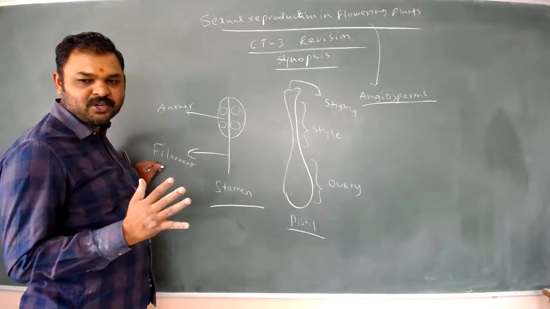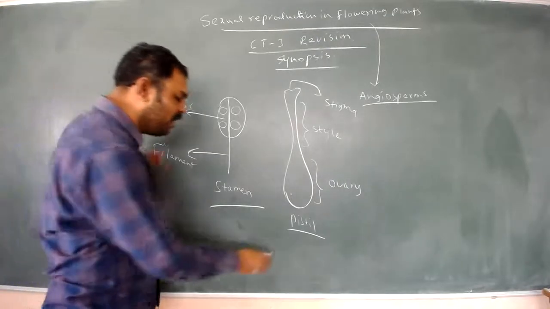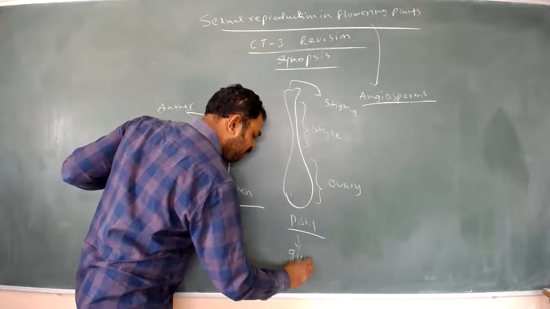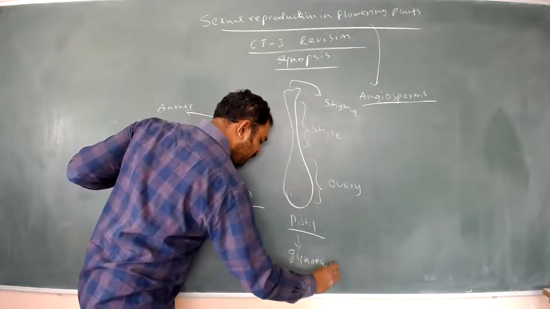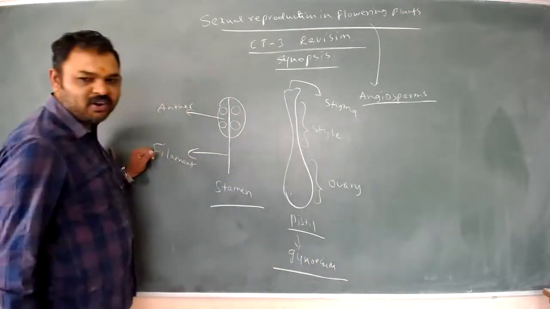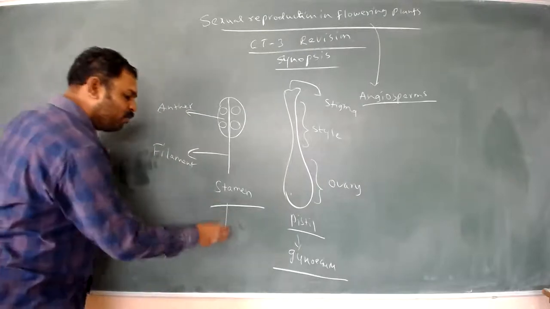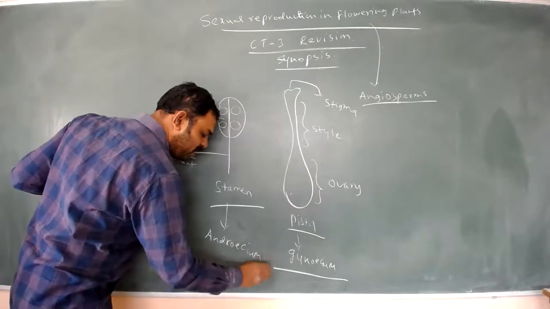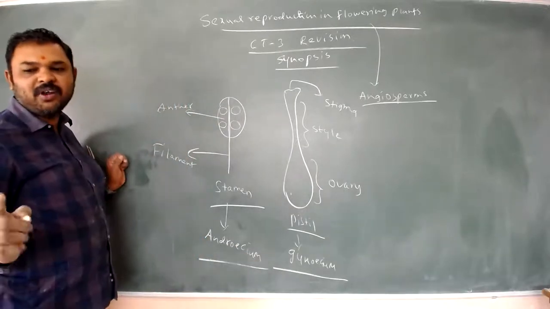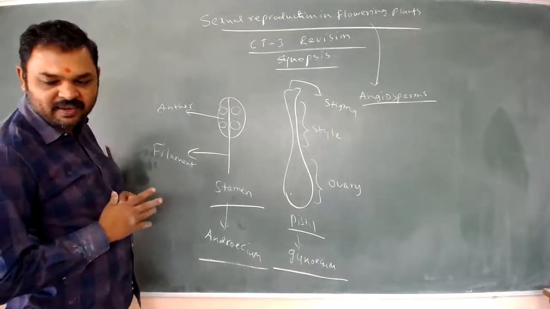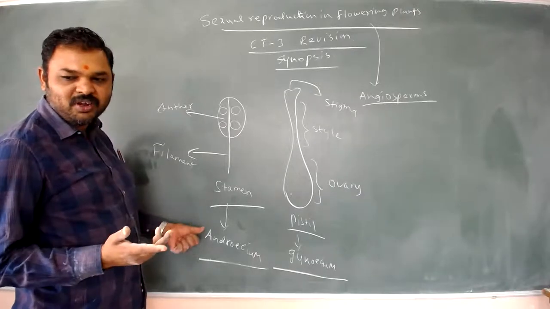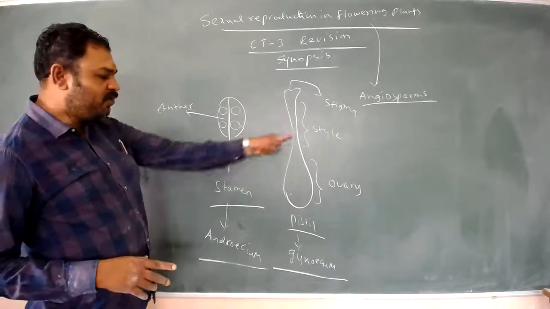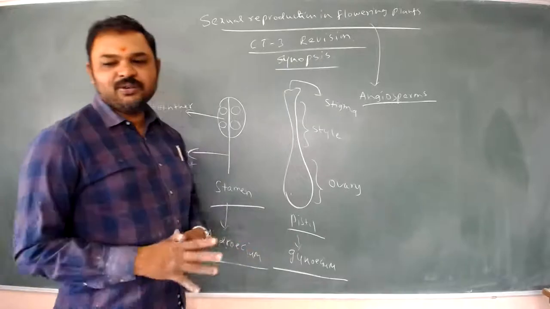Suppose you see, gynoecium means a group of pistils. What do you mean by gynoecium? The group of pistils is called the gynoecium. A group of stamens is called the androecium. What is androecium? A single stamen may not occur in a flower. Many stamens are there. A group of stamens is called androecium. A group of pistils is called gynoecium.